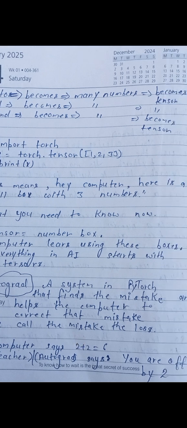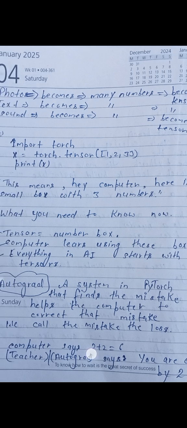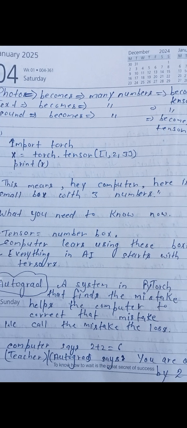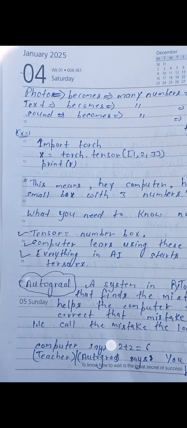Autograd. What is autograd? A system in PyTorch that finds the mistake and helps the computer correct that mistake. We call the mistake loss. Autograd is a kind of teacher: when we make any mistake, autograd helps us improve.